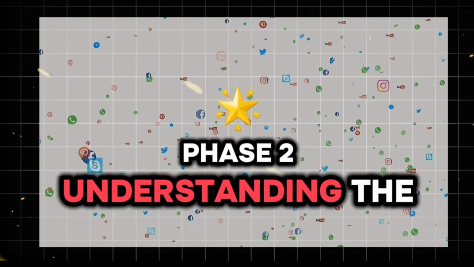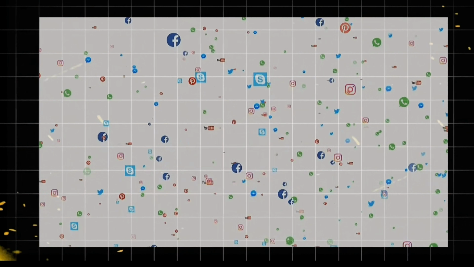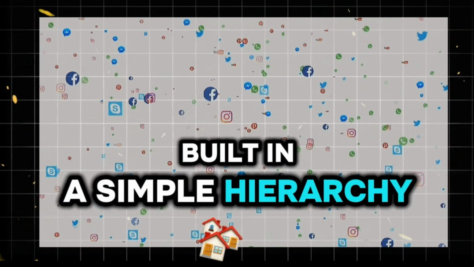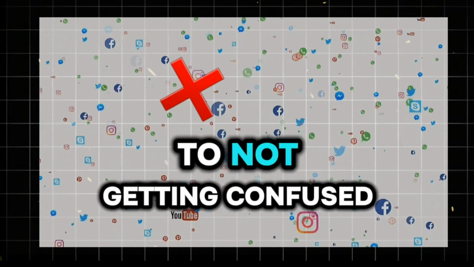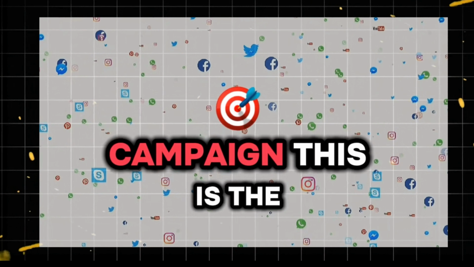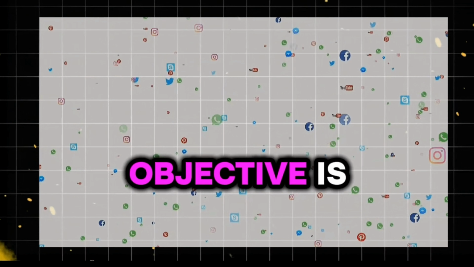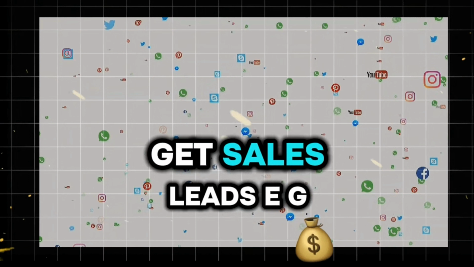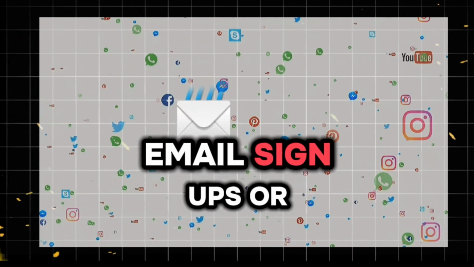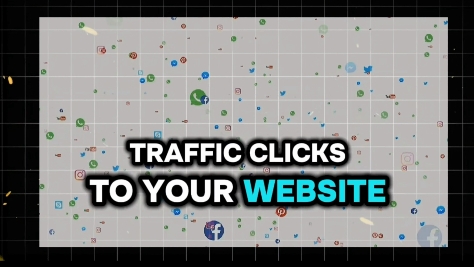Phase 2. Understanding the 3-level ad structure. All Meta ads are built in a simple hierarchy. Understanding this is key to not getting confused. Campaign. This is the goal of your ad. When you start, Facebook will ask what your objective is. Are you trying to get sales, leads, e.g., email signups, or traffic, clicks to your website?